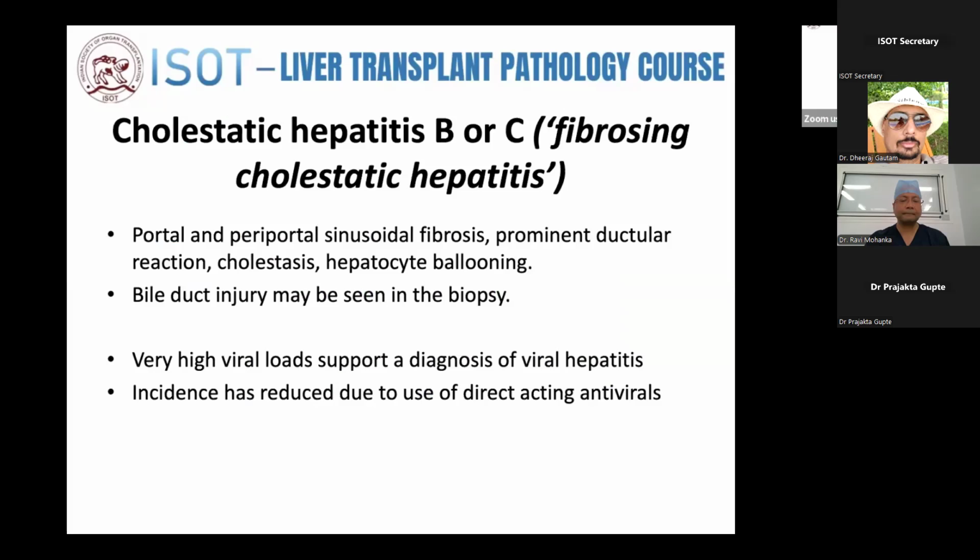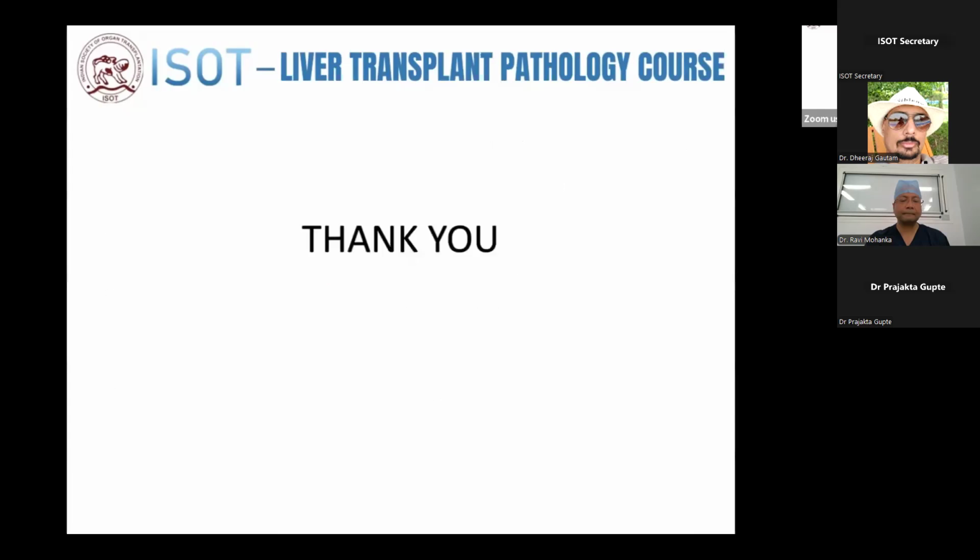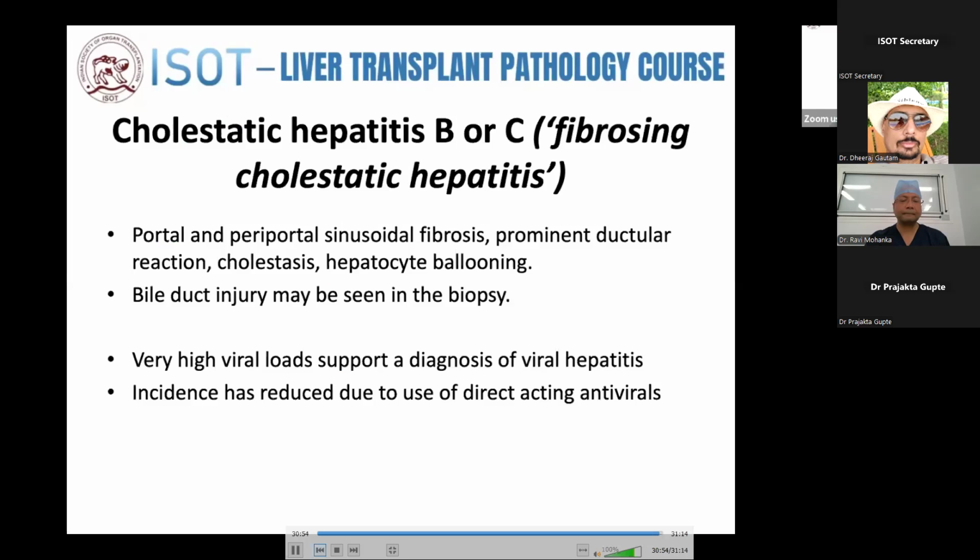So how is it different from chronic rejection? In chronic rejection, we won't see a prominent ductular reaction. Ductopenia would be prominent. And again, viral loads have to be correlated. So here we would have very high viral loads supporting a diagnosis of viral hepatitis. However, the incidence is now reduced due to the use of antivirals. That's about bile duct or ductal pathology in the post-transplant setting.